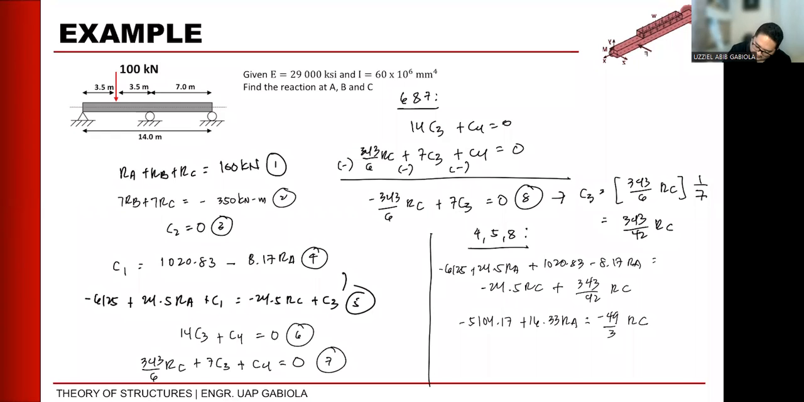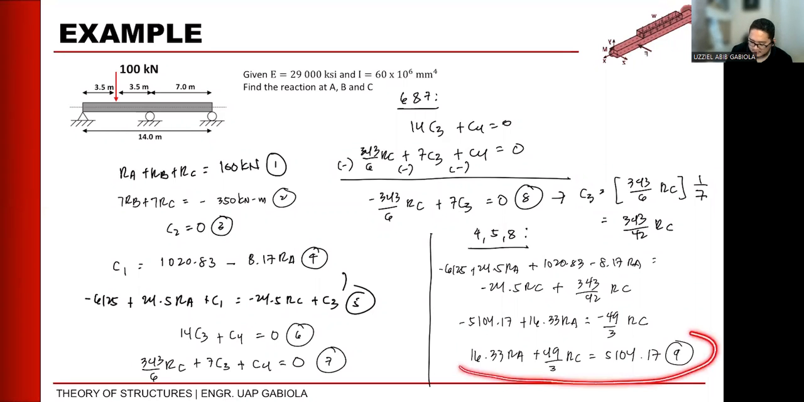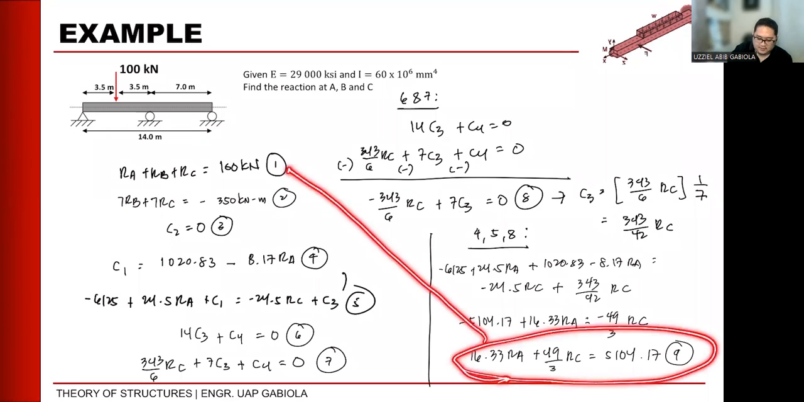Okay? Ayusin lang natin to. 16.33 RA plus 49 over 3 RC is equals to 5104.17. So this is our ninth equation. Okay? Makikita nyo, may relationship na tayo ng RA and RC. And saan natin siya pwede i-substitute? Pwede natin siyang gawin sa equation 1 natin. Kasi meron tayong RA and RC doon.